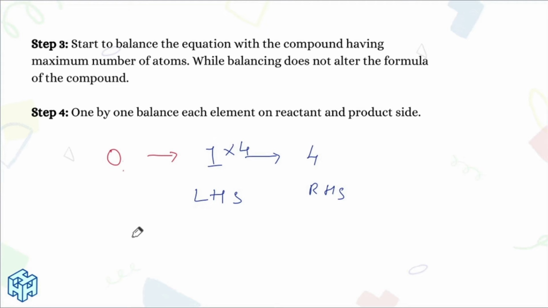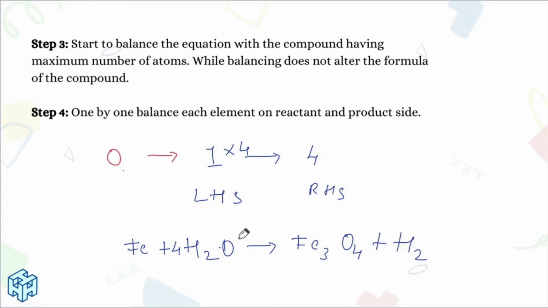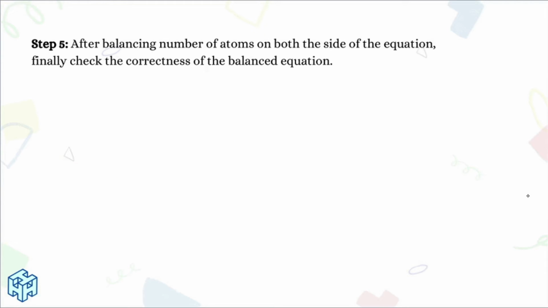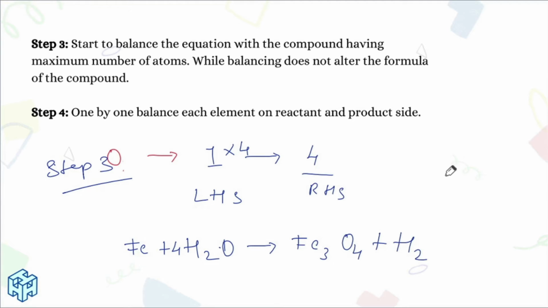Now what will be the equation we are getting? Fe plus H2O, and we are multiplying by 4. Now what do we get? Fe3O4 plus H2. Did we balance? Step 3 is done, isn't it? This was 1, we just multiplied and made it 4. Yes or no? Yes.